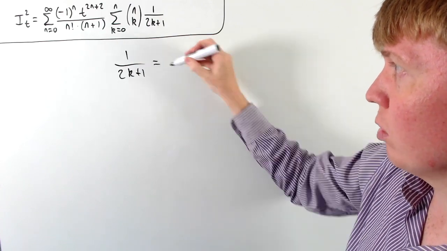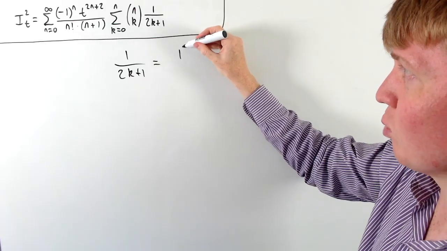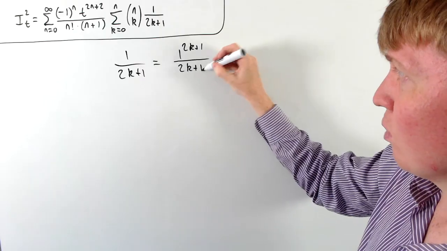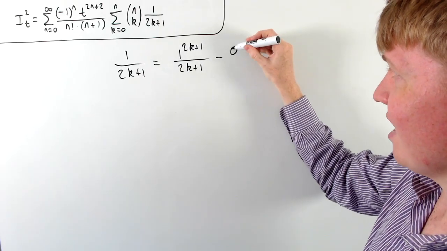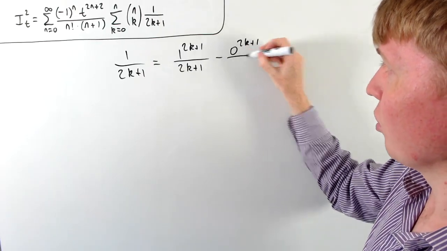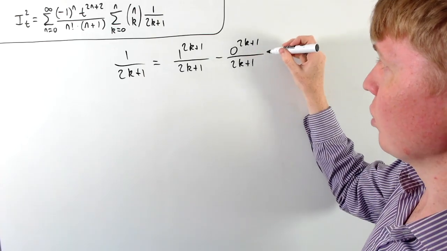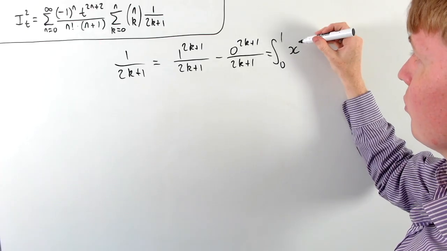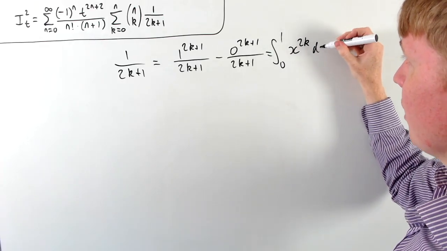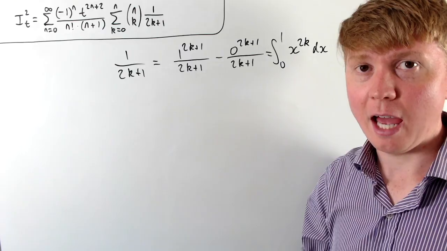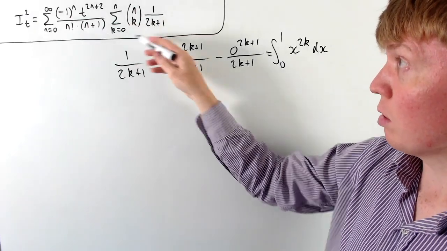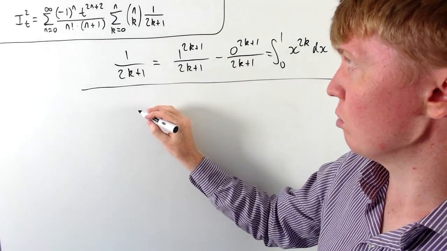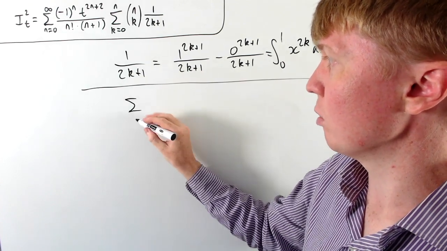So if we notice that 1 over 2k plus 1 is the same as 1 to the power of 2k plus 1 over 2k plus 1 minus 0 to the power of 2k plus 1 over 2k plus 1. You might recognise this now as the integral between 0 and 1 of just x to the power of 2k integrated with respect to x. So now we can rewrite this whole sum as an integral, and we've got this n choose k, which is going to be helpful as well.